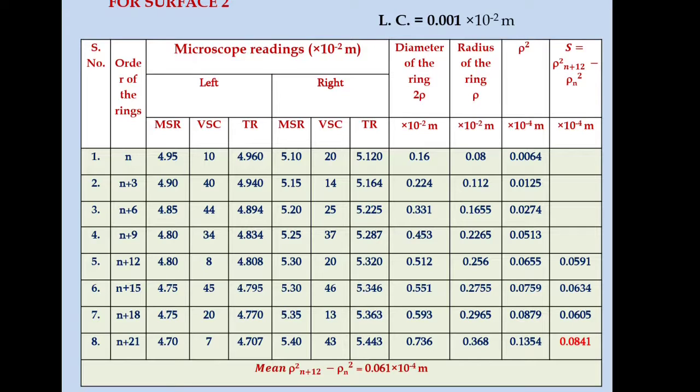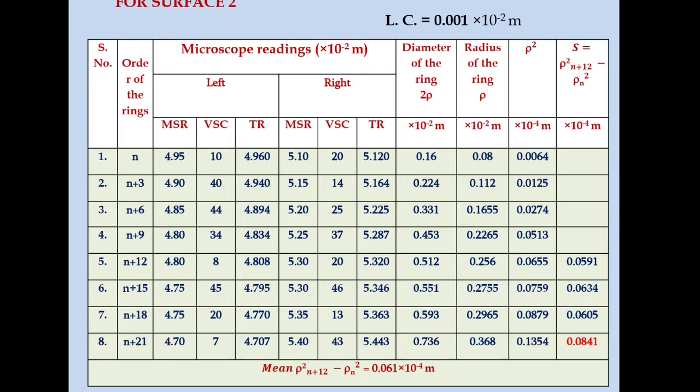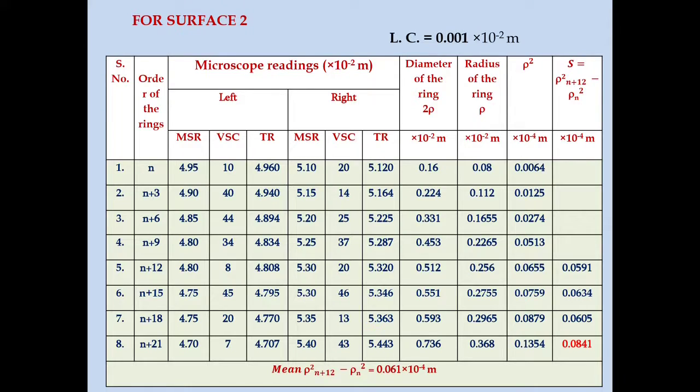While you take an average, you better leave this value and take an average. So taking the average of the other 3 values gives us 0.061 into 10 power minus 4 meter. So let us find R1 and R2.